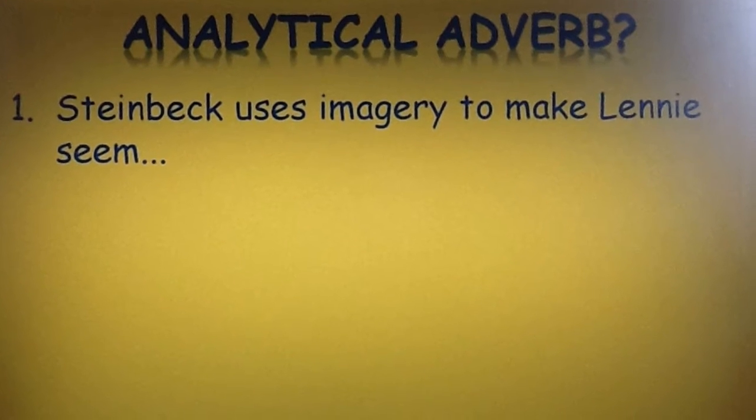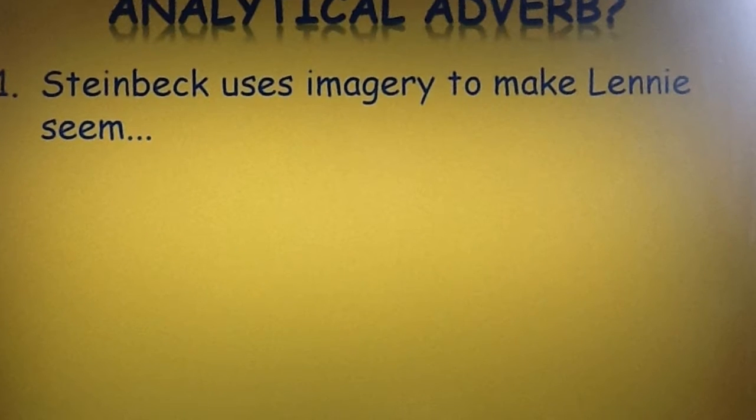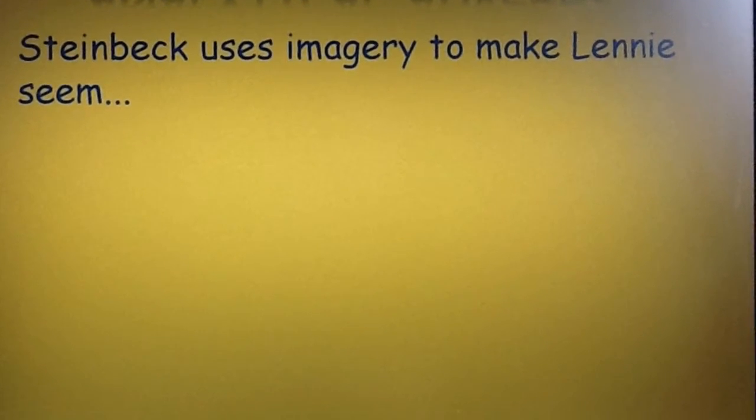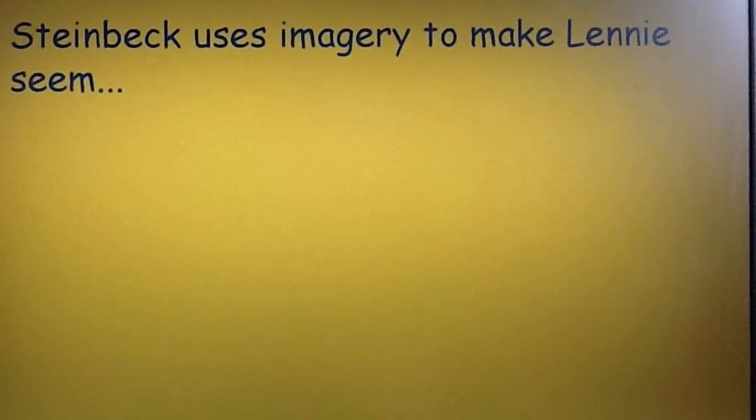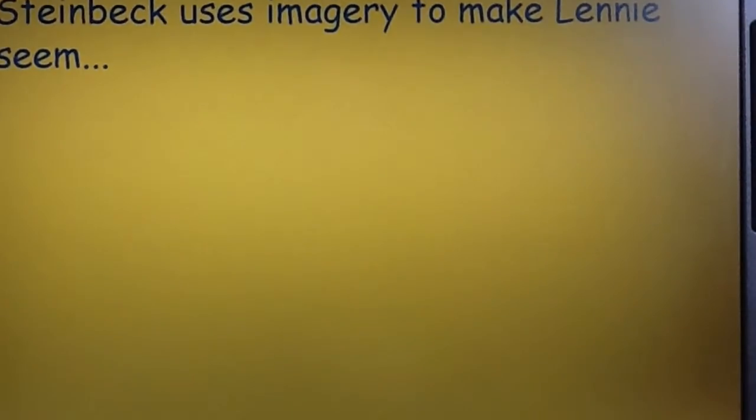Now here we've got a sentence stem that's typical of a C grade, B grade student. Steinbeck uses imagery to make Lenny seem blah blah blah. And it's good, but it's not quite to the core of the technique that's being used, and doesn't show an opinion on the technique. So this is how you put in your analytical adverb.